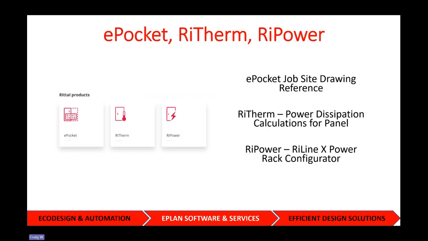One last thing I'm going to cover is the ePocket. I'm not going to go through the Rytherm and RyPower, but very powerful tools, great with ProPanel. RyPower now has all of the Ryline X power distribution bus stuff. You can configure it, drop part numbers in there, produce bill of materials, and etc. I am not sure if it works directly with ProPanel yet, but I think it will soon.